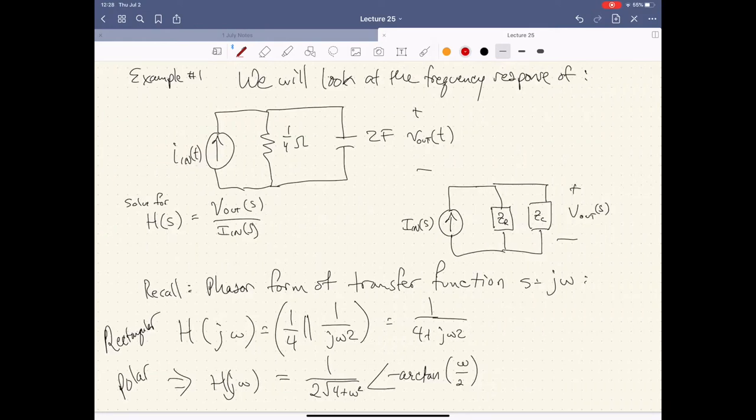All right, so let's look at the entire frequency response of a very simple circuit. This is just an RC circuit. And what we're going to do is first transform this into our impedance model, our frequency space model. We're going to look at the phasor form of it, and then we're going to plot the phasor form of it for various omegas, okay, once we get it.